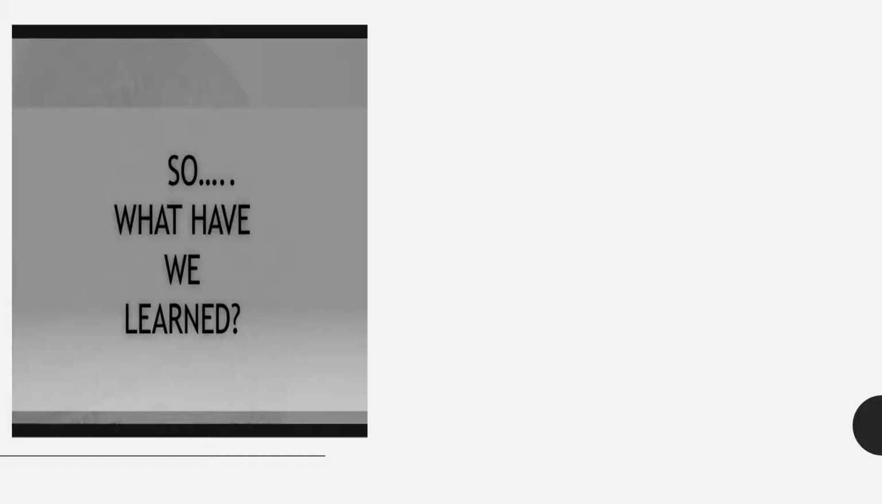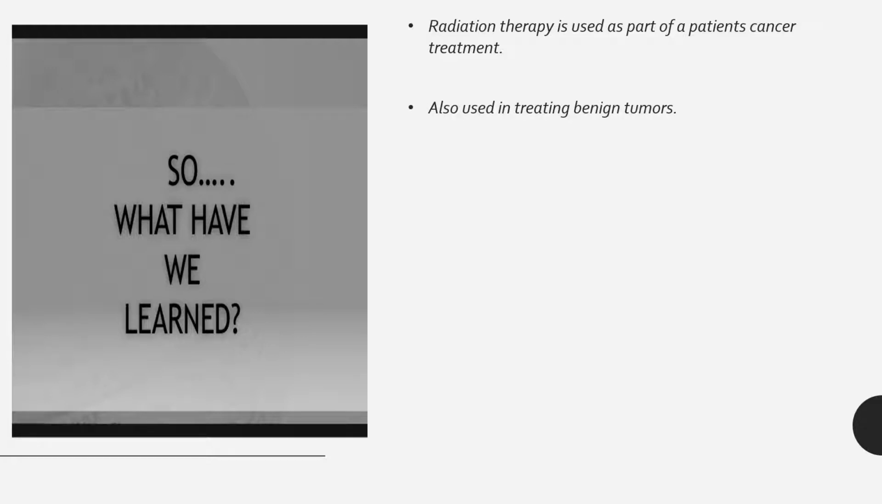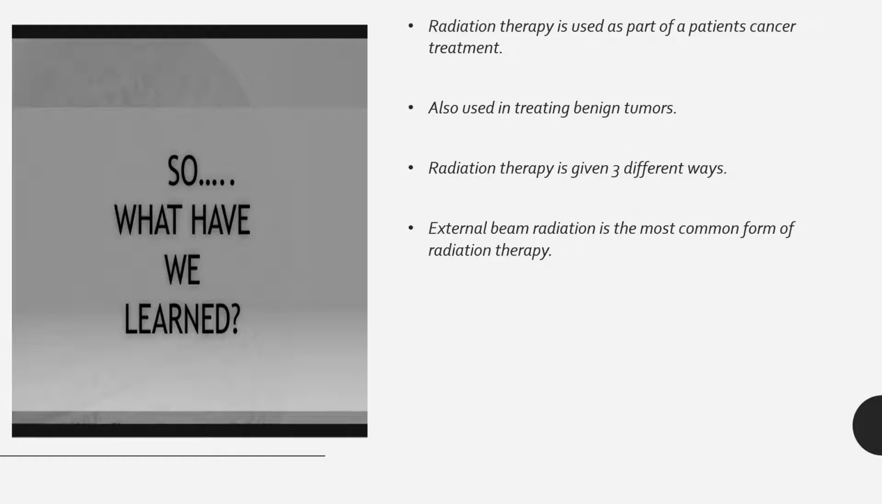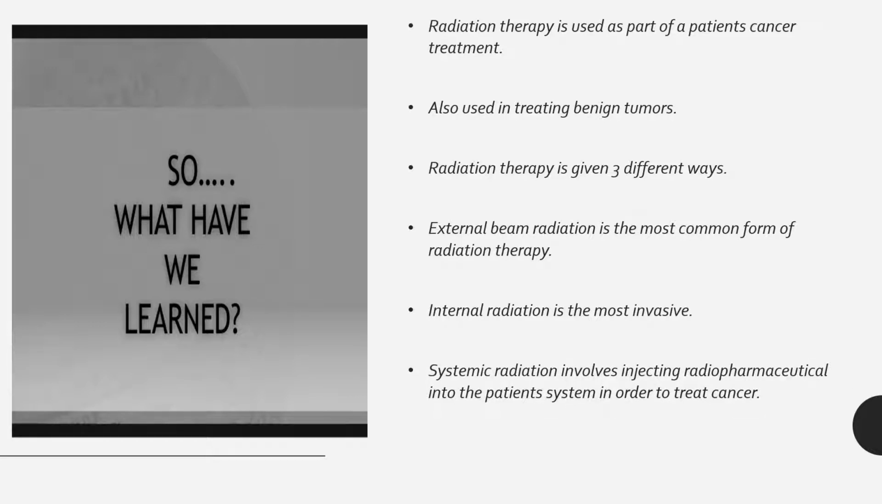Okay, so what have we learned? We've learned radiation therapy is used as a part of a patient's cancer treatment. It's also used in treating benign tumors and not just cancerous tumors. Radiation therapy is given 3 different ways. External beam radiation is the most common form of radiation therapy. Internal radiation is the most invasive, seeing how there are implants placed in the body. And systemic radiation involves injecting radiopharmaceuticals into the patient's system in order to treat the cancer. And last but not least, there are risks with receiving radiation therapy, but the good outweighs the bad.